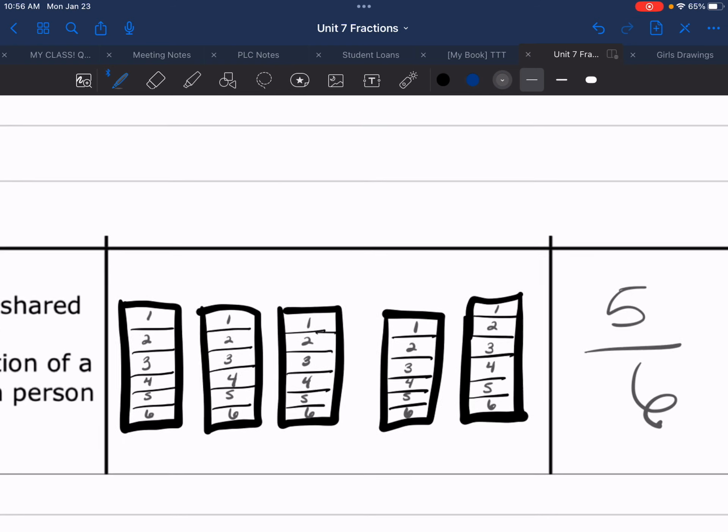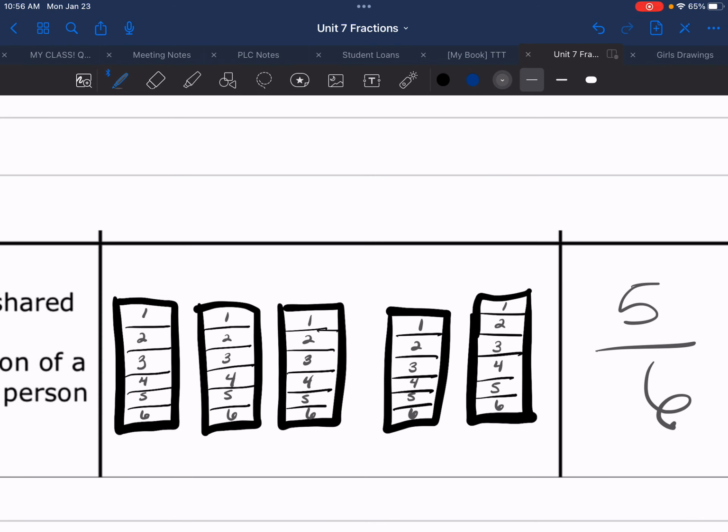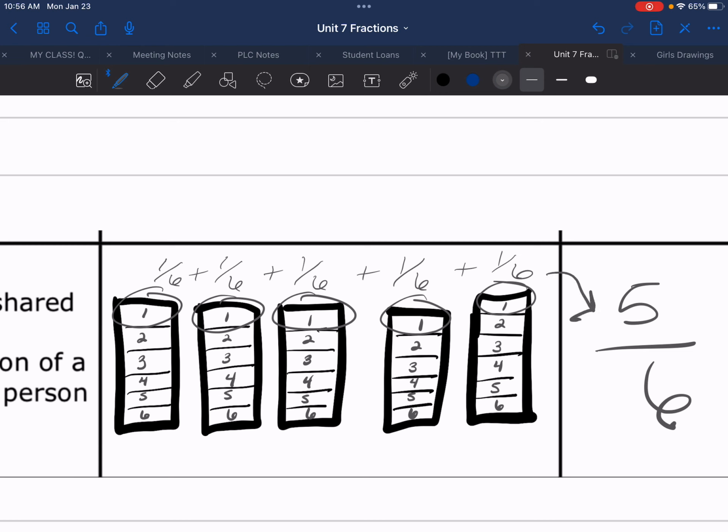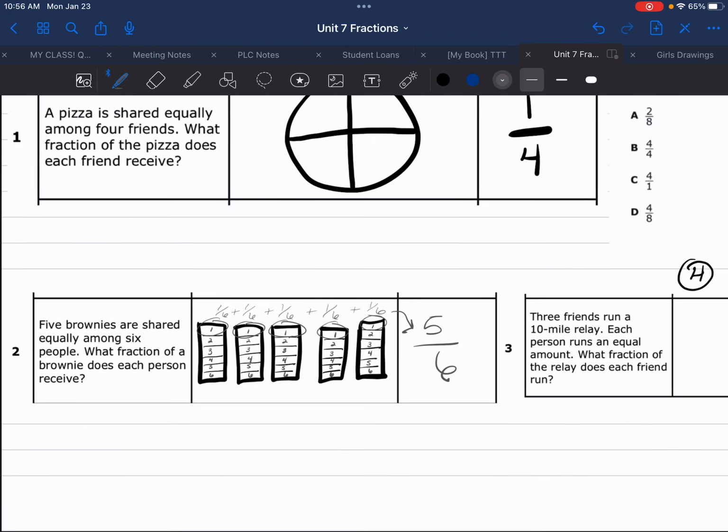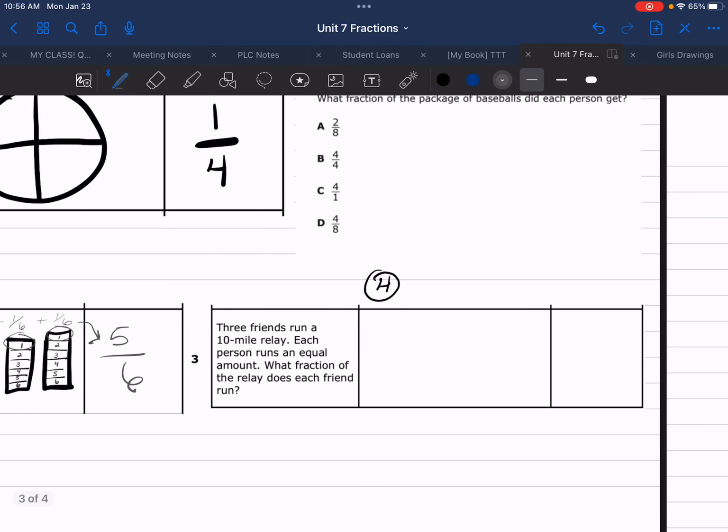So let me just circle that again really quick for you so you can see. Each person would get their own sixth. And then that's going to give you 5/6 of a brownie. Okay, now I want you to try.